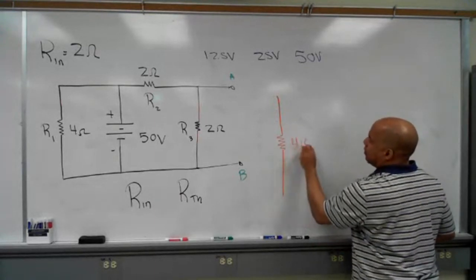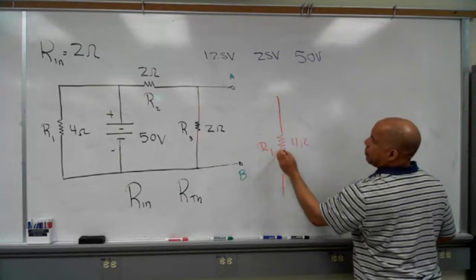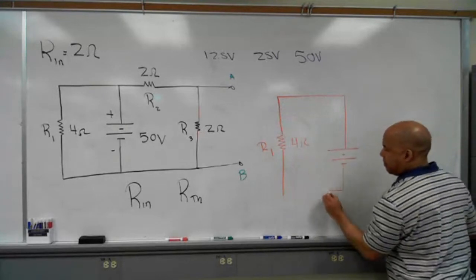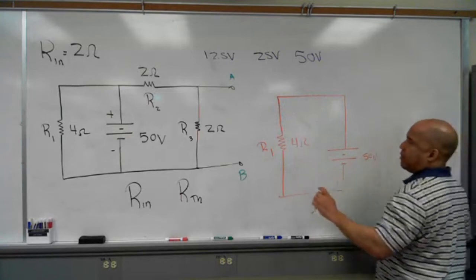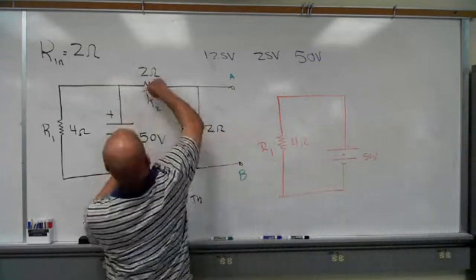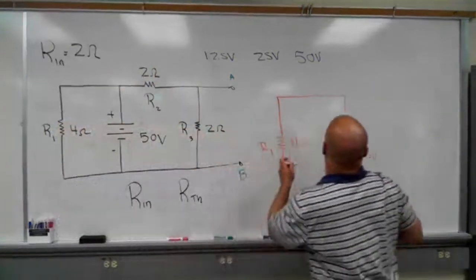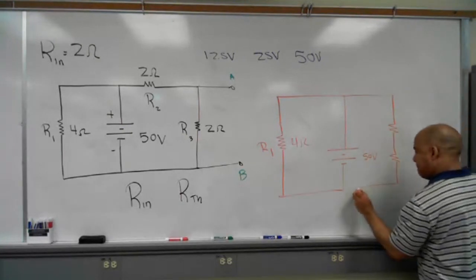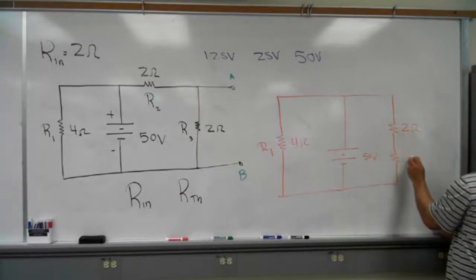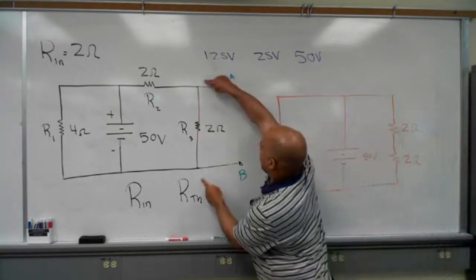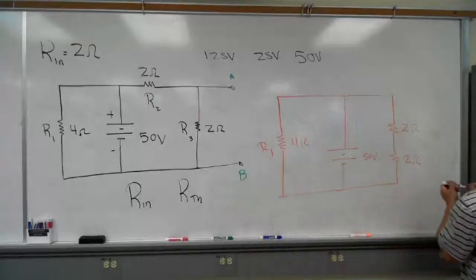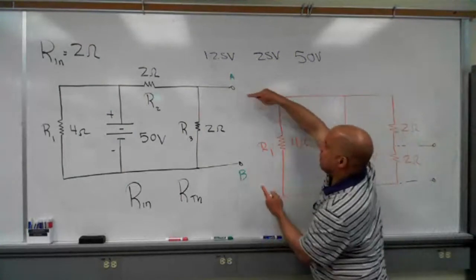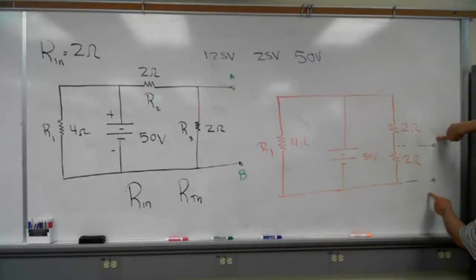I got the 4 ohm over here, that's R1. I got the battery, it's 50. And if I bend this up so that this resistor straightens up like that, then what I'll have over here is this. And that's a 2. And that's a 2. And then these terminals right here, I got one right there and one right there. So measuring from A to B, you're really measuring across R3. This is R3.